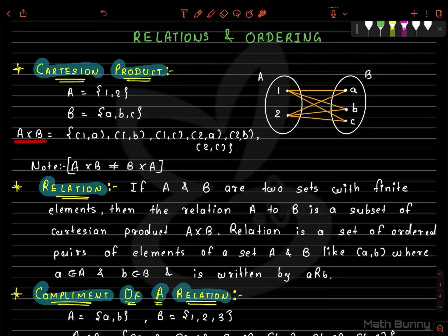If we are mapping from A to B, we connect 1 to A, 1 to B, 1 to C, similarly 2A, 2B and 2C, which is also shown in this diagram: 1A, 1B, 1C, 2A, 2B and 2C. So this is called the Cartesian product A cross B. Every element of A is mapped to every element of B.